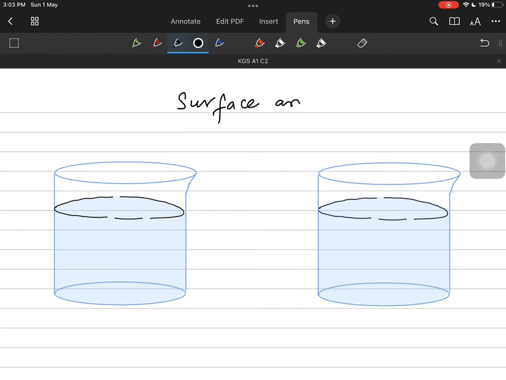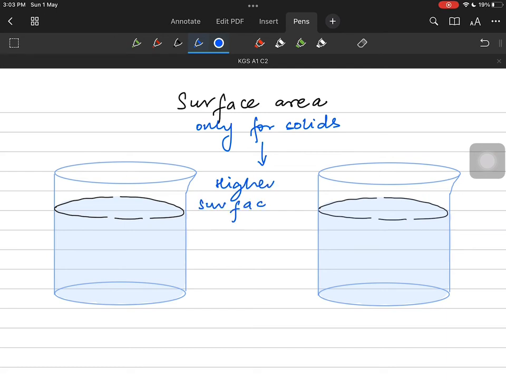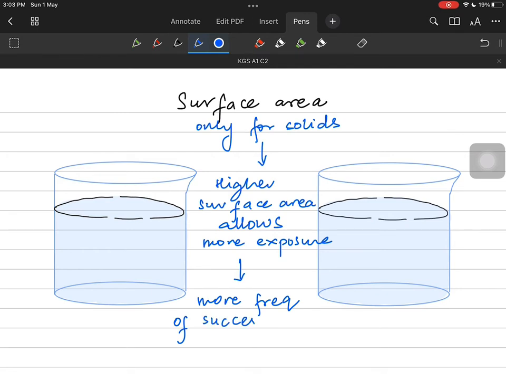Another factor is the surface area of solids. It only affects the rate of reaction for solids. So surface area is only applicable when we are dealing with substances which are solid in nature. Higher surface area, which means powdered substances, have more exposure with the reactants. Higher surface area allows more frequency of collisions because more particles are now crushed, they are powdered, so they can react with the other substance really quickly. It allows more frequency of successful collisions.